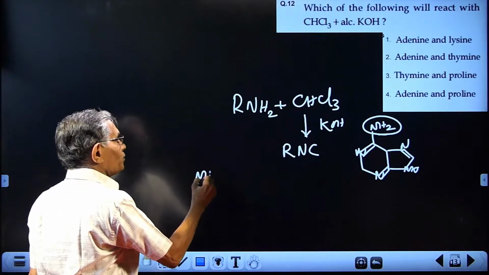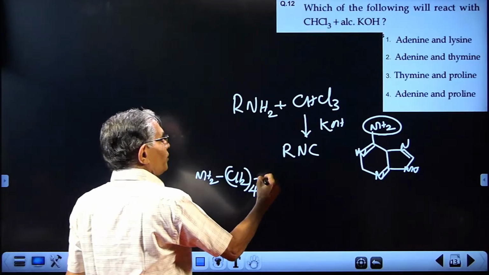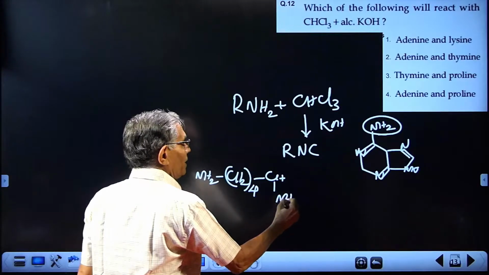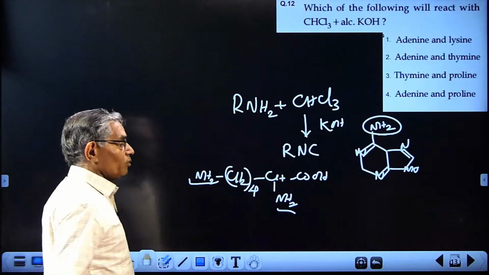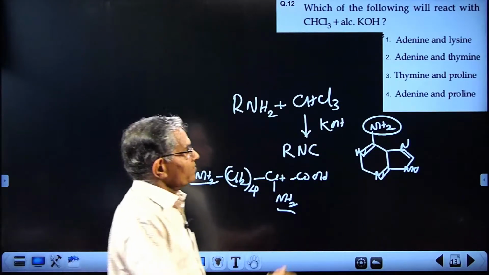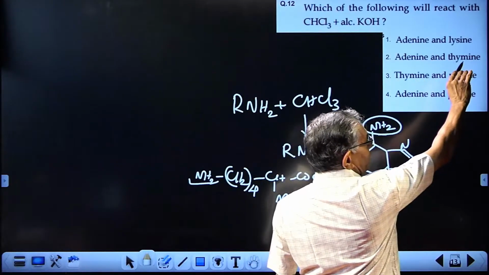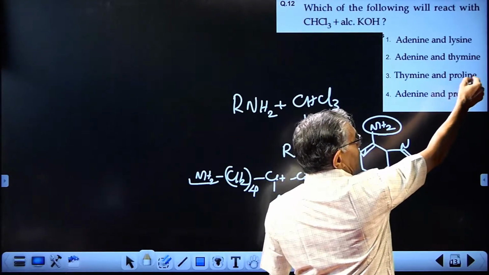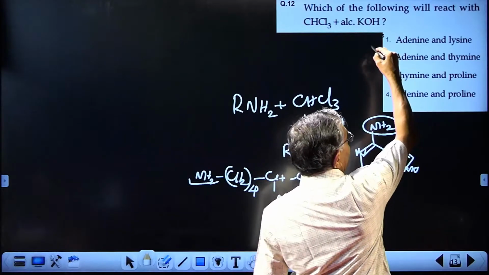Lysine will be NH2 followed by CH2 four times, followed by CHNH2 and COOH. So these two primary amino groups will definitely give the carbylamine test. So the answer should be 1. Adenine is okay, but thymine will not give it. It does not contain a primary amino group. Proline also does not contain a primary amino group. That is why the answer is 1.